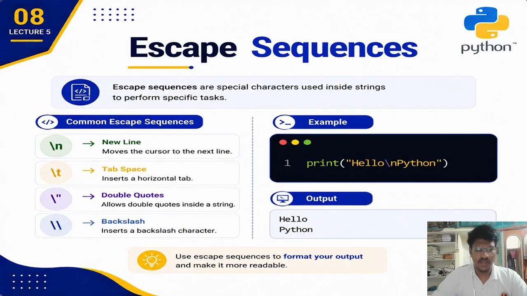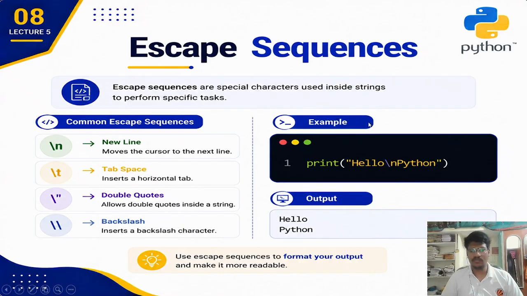The first is the common escape sequences. Let's look at the most common ones. Open your Python environment and code along with me. The first one is backslash n. This is the newline sequence. It moves the cursor to the beginning of the next line. It is essentially the Python way of hitting enter.